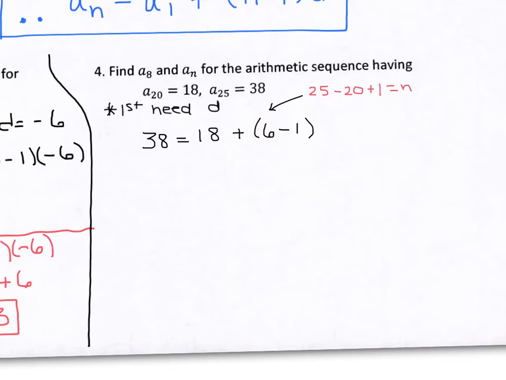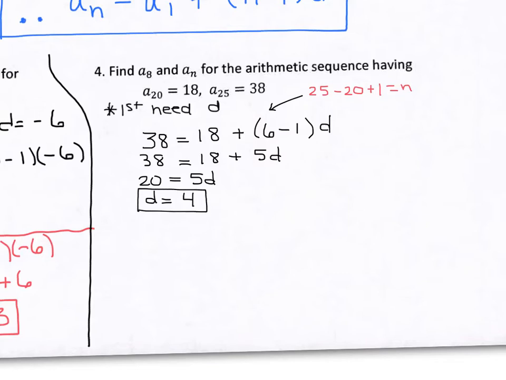And now, with our formula, the one thing that we're looking for is our d. So simplifying this a little bit, we're going to get 38 equals 18 plus 5d. We're then going to subtract our 18 to get 20 equals 5d, and d equals 4. And my guess is you probably could have figured that out without using this formula, but that is how I use the formula. That's how I always use it.